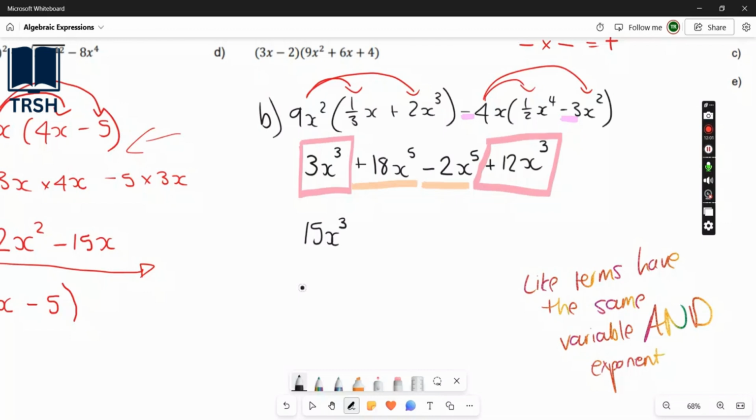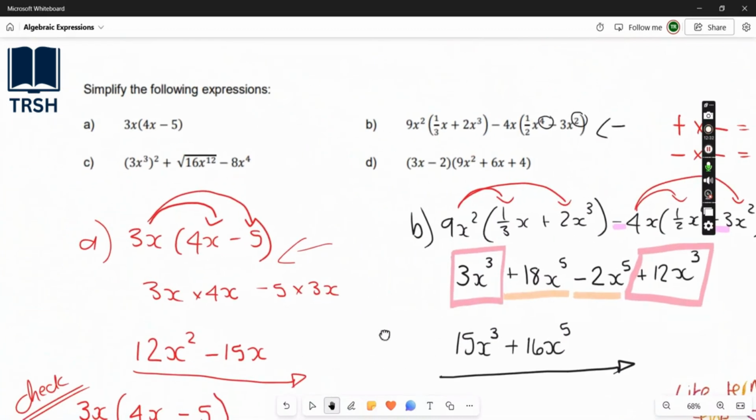Then we say 18 minus 2, which will give us 16. So a positive 18 minus 2 will give us positive 16. So 16x to the power of 5. And that is our answer, written in its simplest form. We can't continue from here. I hope that made sense. We move on to the next one.